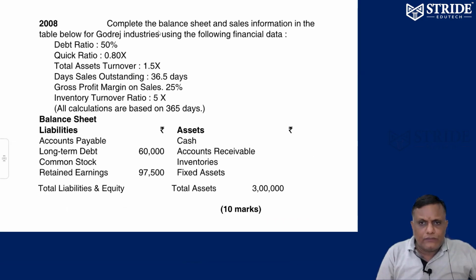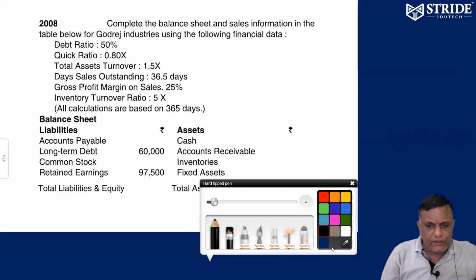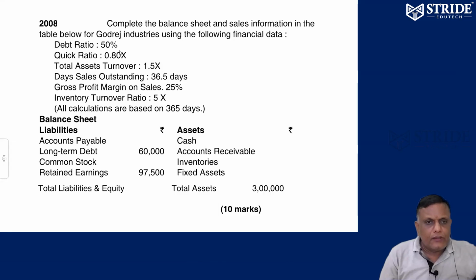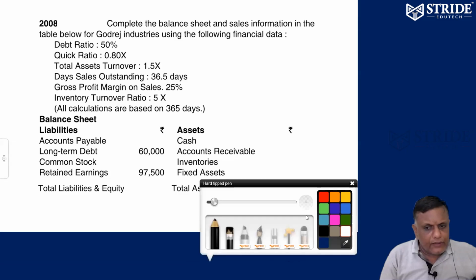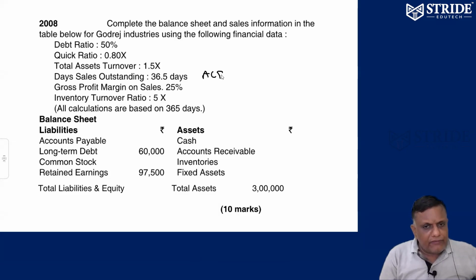Let's start with the question now. Let's see the 2008 paper. Complete the balance sheet and sales information in the table below for Godrej Industries using the following information. Debt ratio 50%. Liquid ratio 0.8. Total turnover 1.5. Day sales outstanding 36.5, which means debtor collection period or average collection period. So in 36.5 days the debtor will make a payment to you. GP ratio 25%.